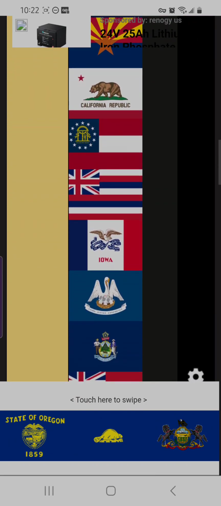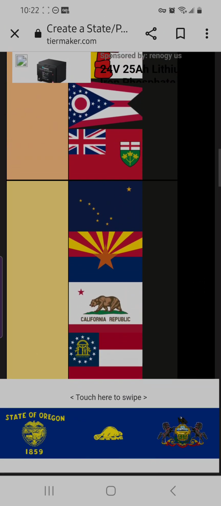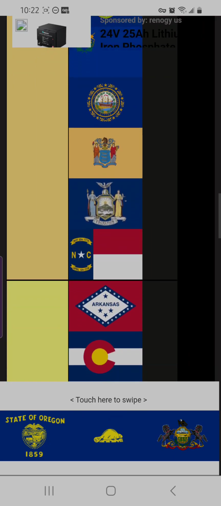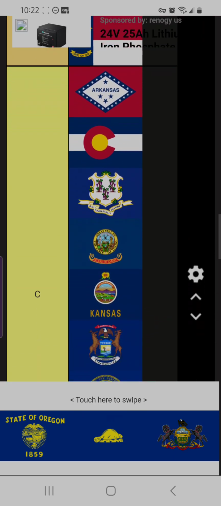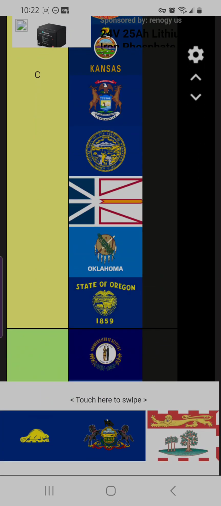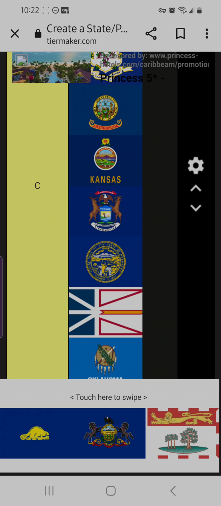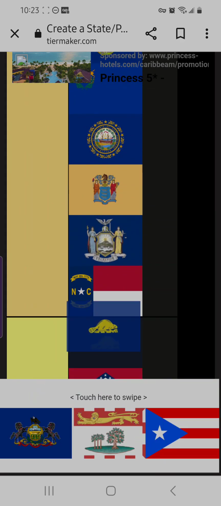So, Oregon front. Oregon front is okay. It's like the C tier seals. It's pretty basic, but not bad. But Oregon back, it has a beaver, and it's pretty simple. It's a blue background with a beaver. A pretty good flag. I will give this a B plus tier.